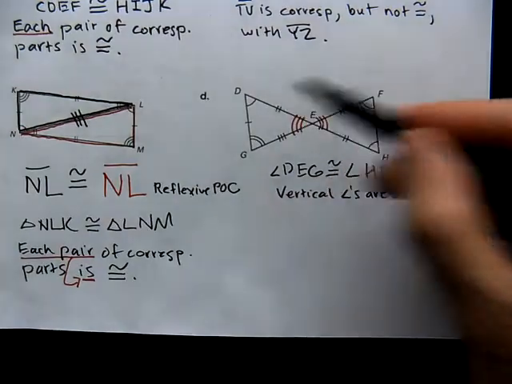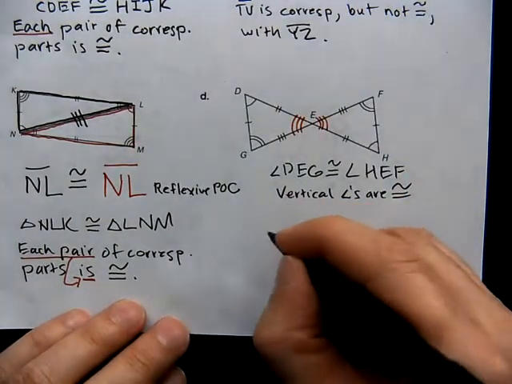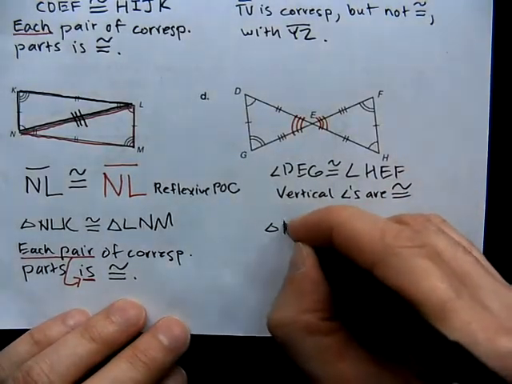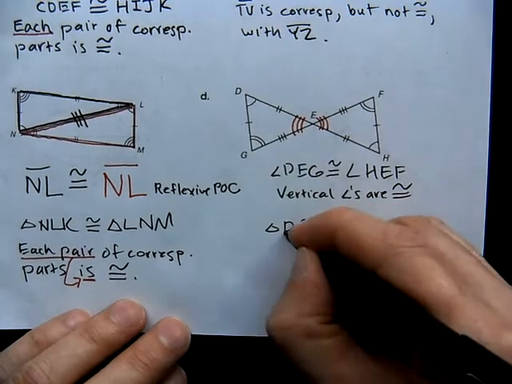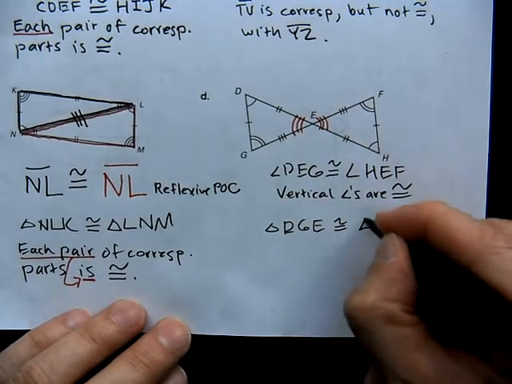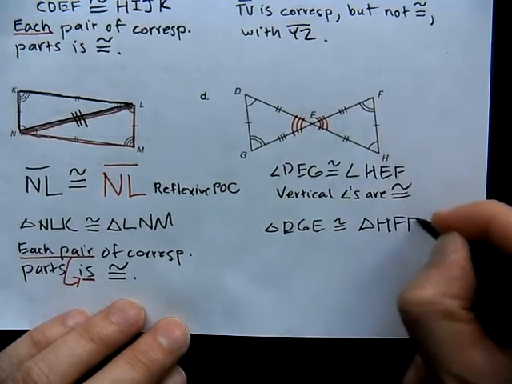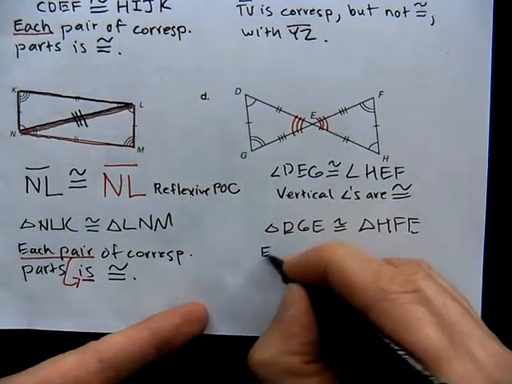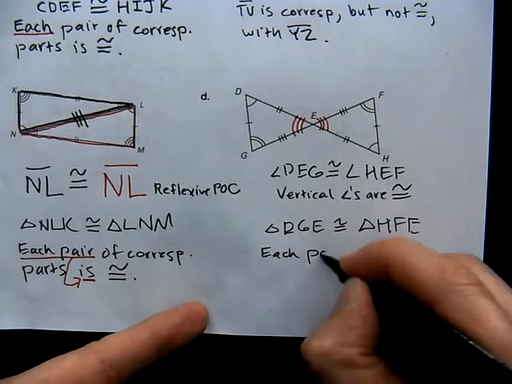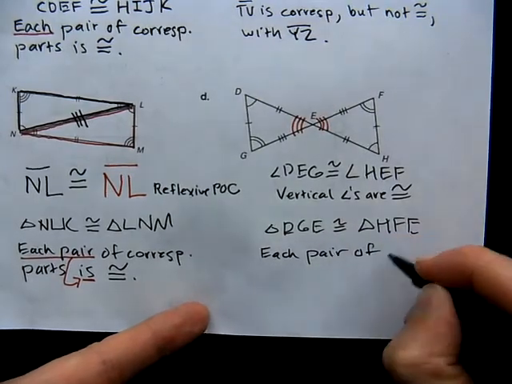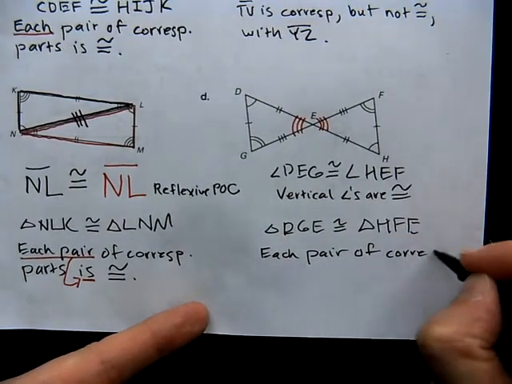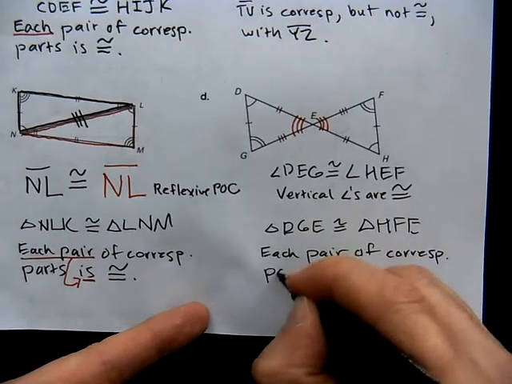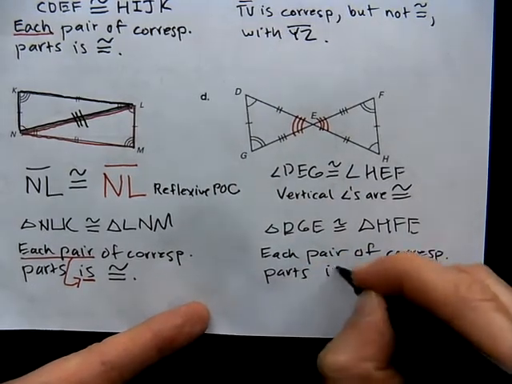Now we have every pair of corresponding parts congruent, and so we can say triangle DGE is congruent with triangle HFE. Why? Well, the exact same reason as before. Each pair of corresponding parts is congruent.